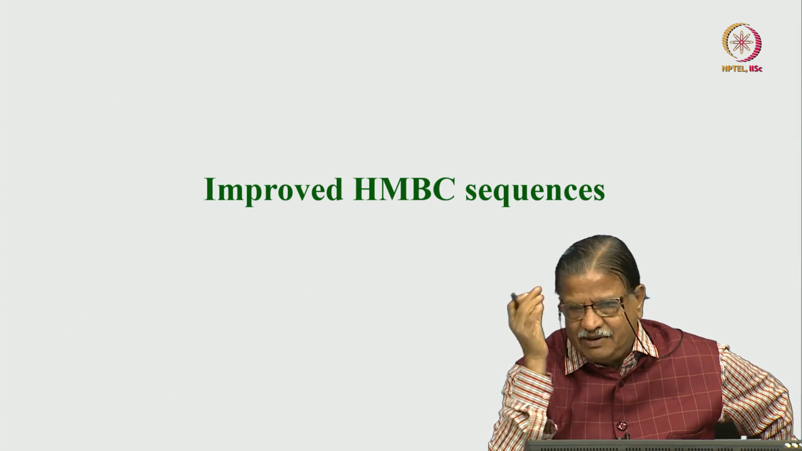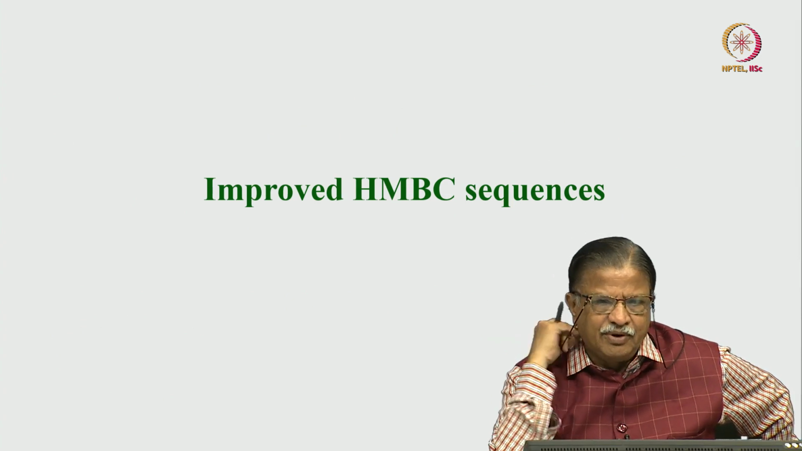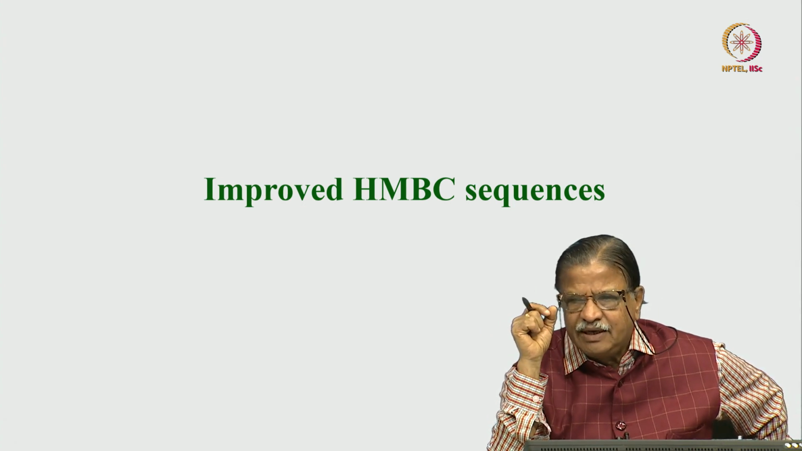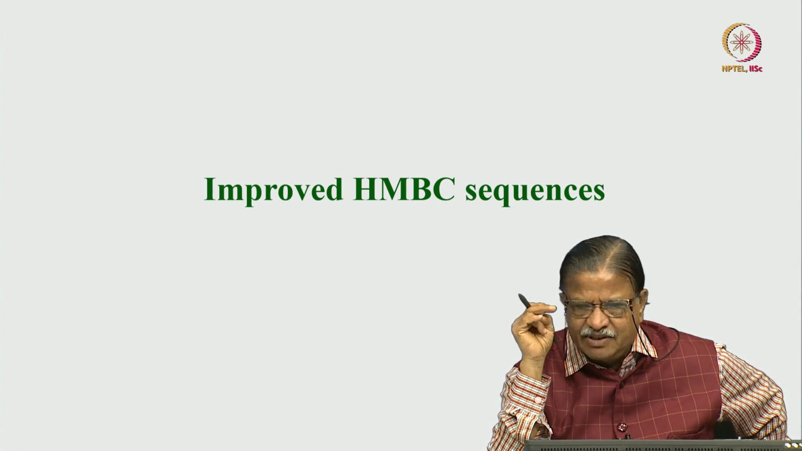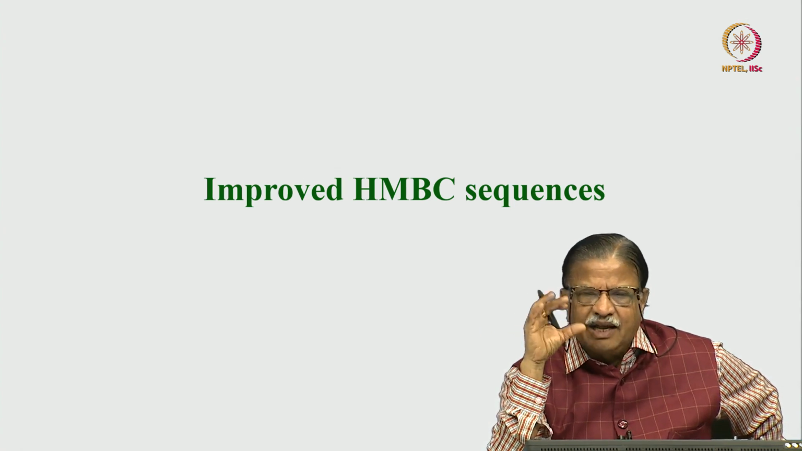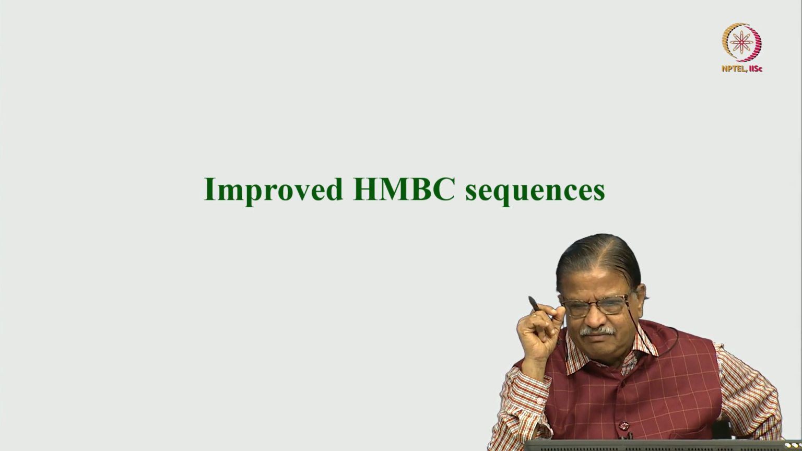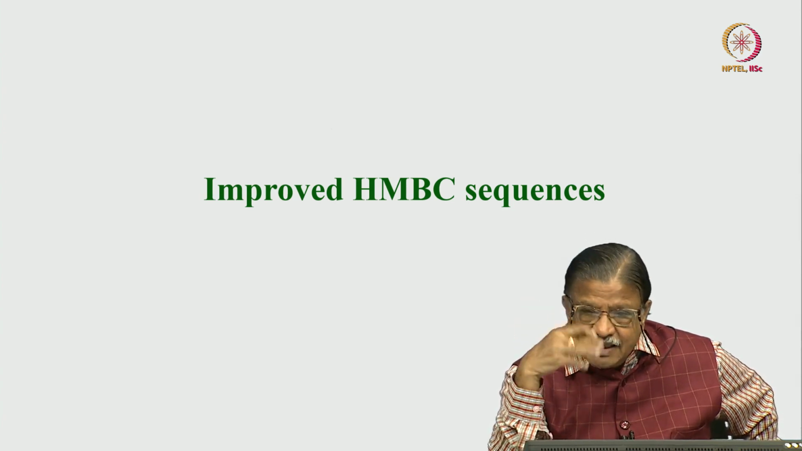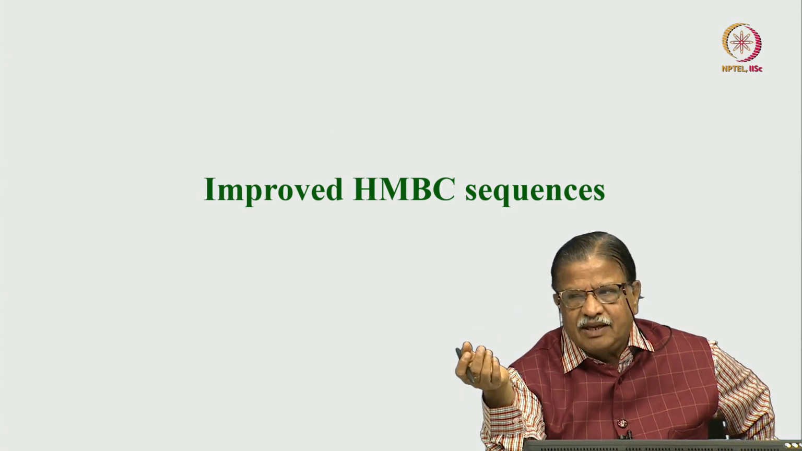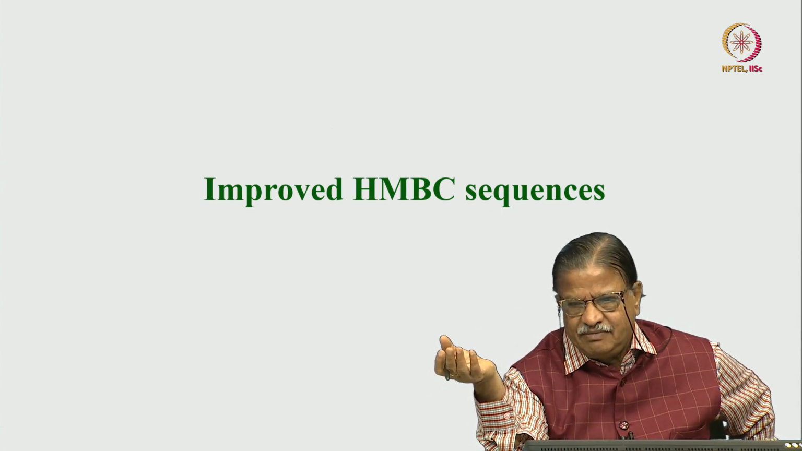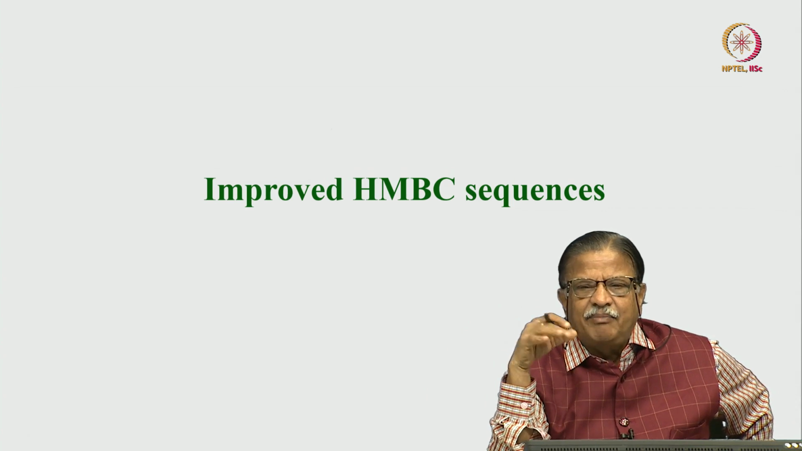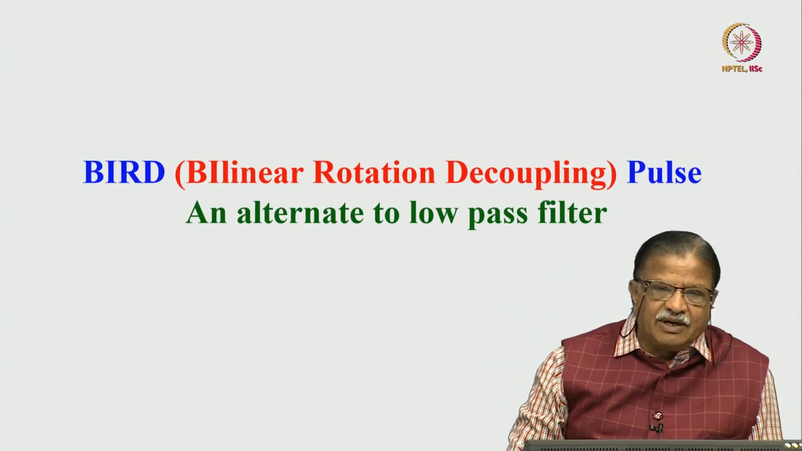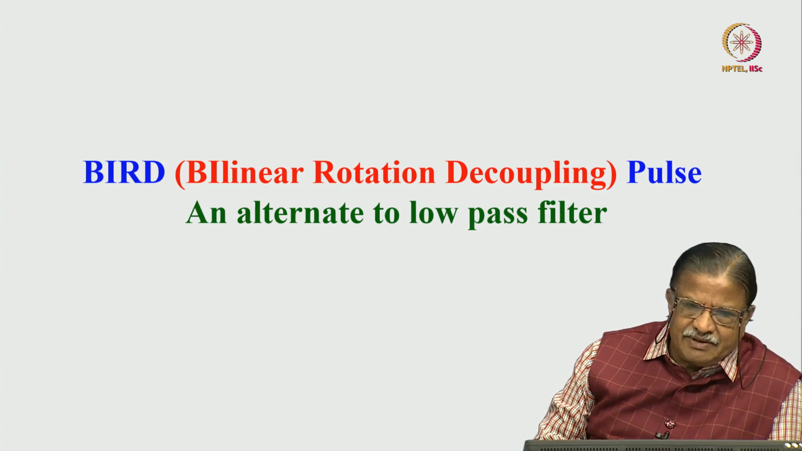But of course, there are always difficulties in the experiment. When you do it, there will always be some leakage, some signals won't be very good, some distortions and imperfections will be there. As a consequence, there are certain complications in any experiment. One can improve on this. We can keep on improving the sequences so that we get better and better correlations. One of the improved sequences is called the BIRD sequence.